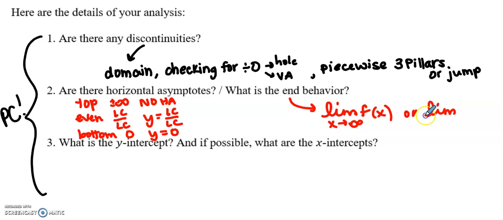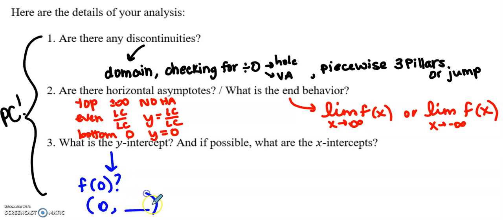Or the limit as x approaches negative infinity, which would be figuring out what the end behavior is to the left. What is the y-intercept? Good old find me f of 0. So we're looking for a point (0, something), if possible.